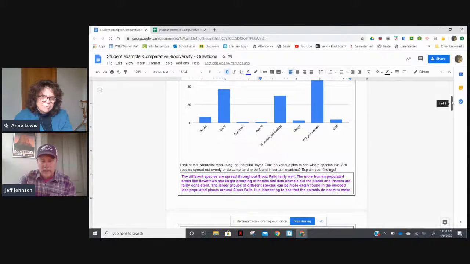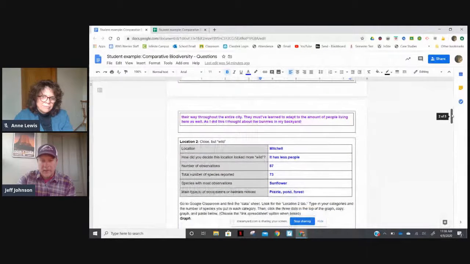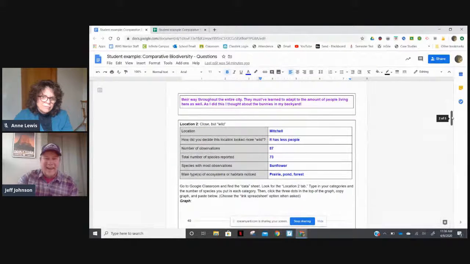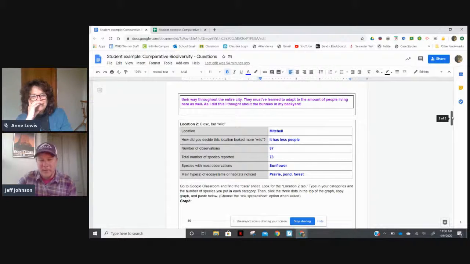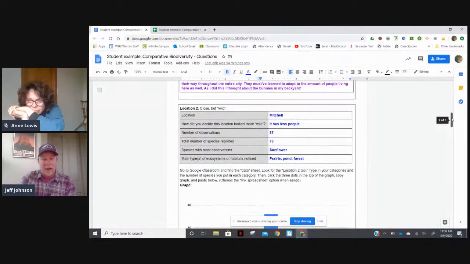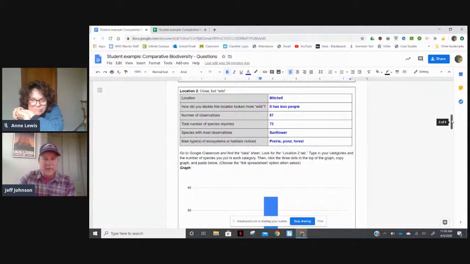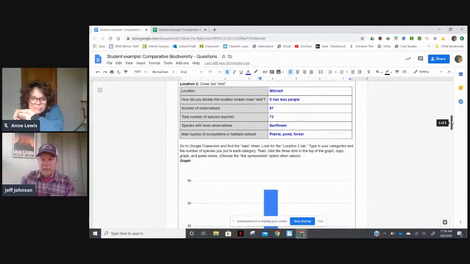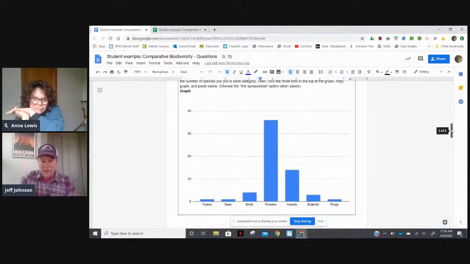And then their more wild setting was Mitchell, which I was maybe hoping they would choose some sort of state park or something, but that's what you get when you give them an option to investigate and explore. If they think Mitchell's more wild, go for it. Absolutely. In the future, I might try to be a little more specific to point them to different options, and then they can explore from there and beyond. But this is kind of the first run through.